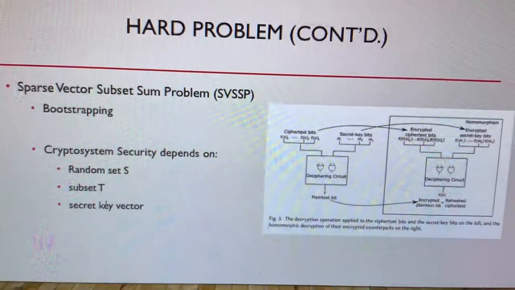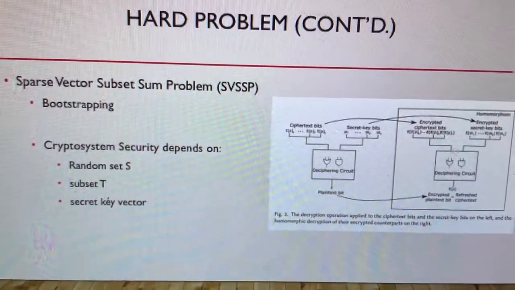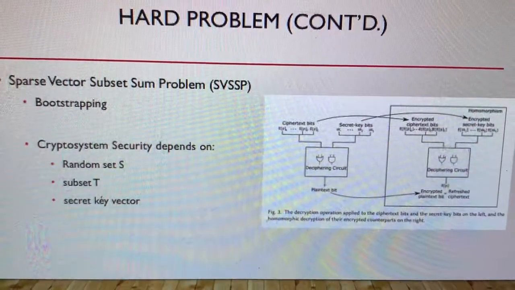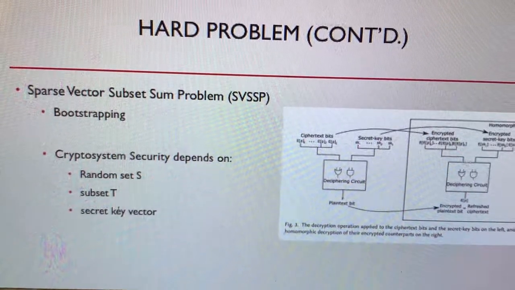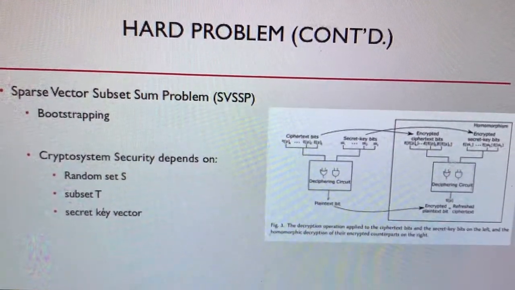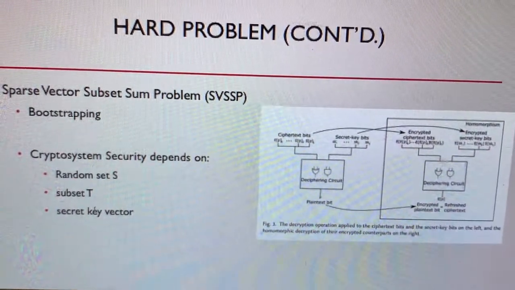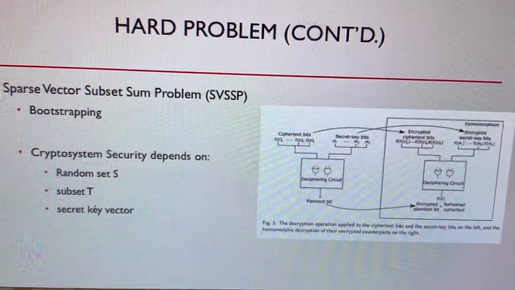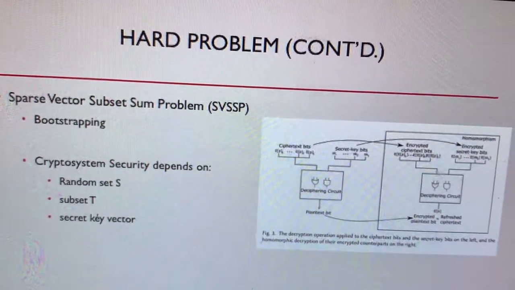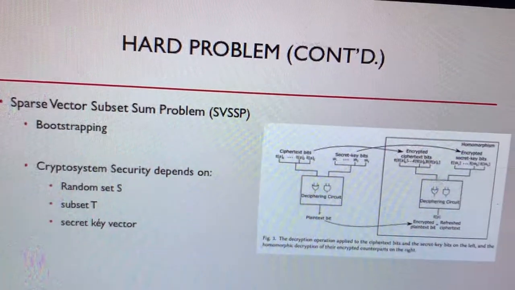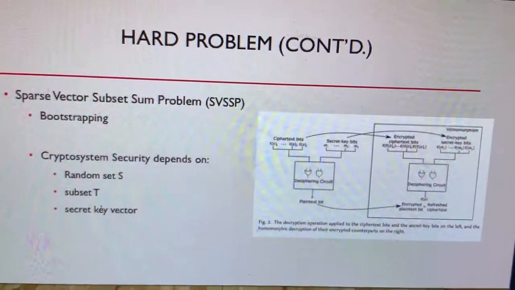The crypto system depends on that random set S, a subset T, and a secret key vector. So we have a set of m n-bit numbers. We have to determine whether that set is random, whether there's a subset T that is not random, whose elements can add up to a secret key vector.